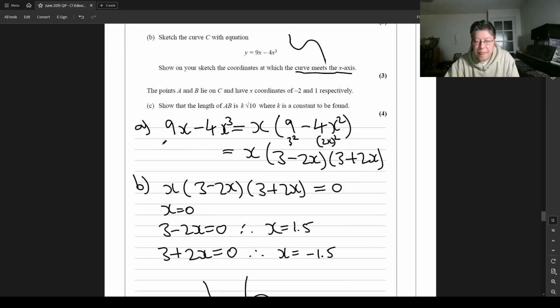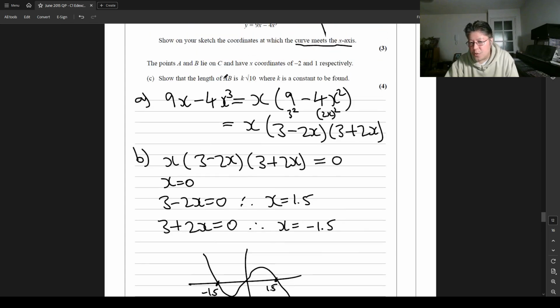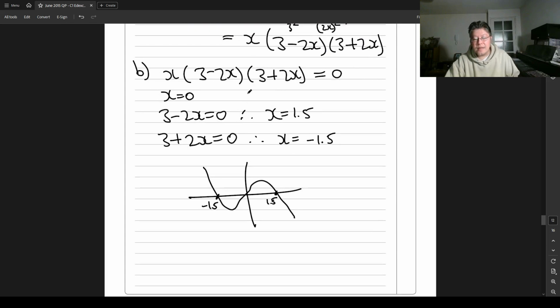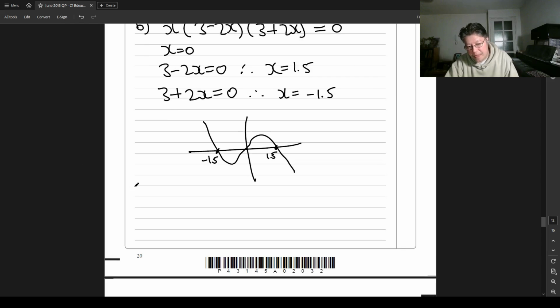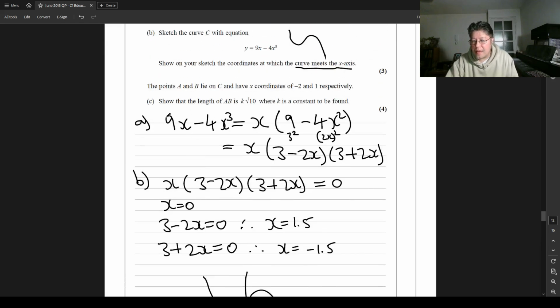And part C, we're given 2 points A and B. They lay on the curve, and they have x coordinates minus 2 and 1. And we want to find the length between the 2 points, and it's in the form of k root 10. So the first thing we need to do, we need to work out the actual coordinates of A and B. So let's do that. So A is when x equals minus 2. We need to substitute that into the original equation to work out the y coordinate.